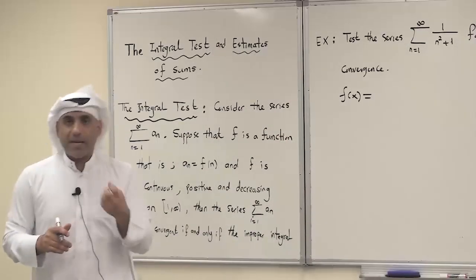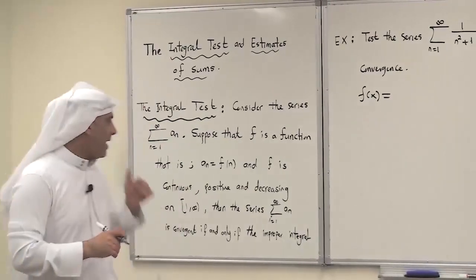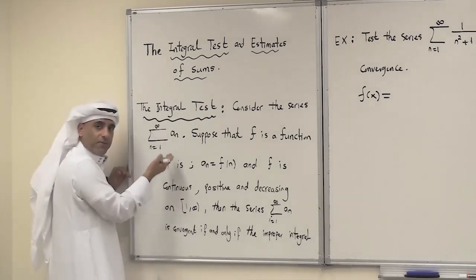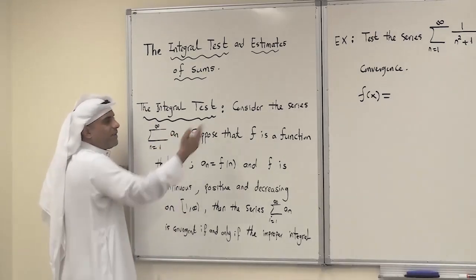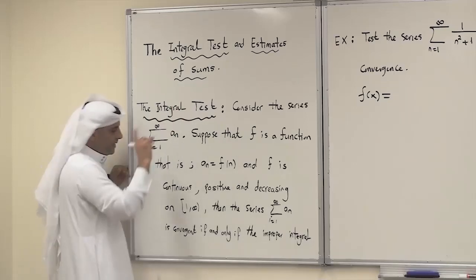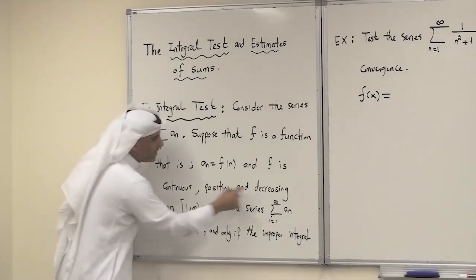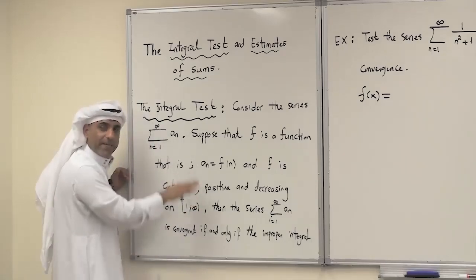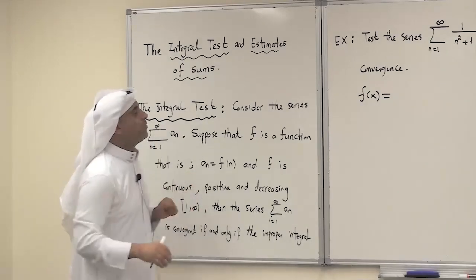Okay, before we go to the example, let us say something about the test. Some series will start not from 1, but from 3, for example, or from 4. Then it's enough to integrate from that number to infinity. Second, if these properties hold true from n to infinity, that's also enough to apply the integral test. Now let us see how to apply it.